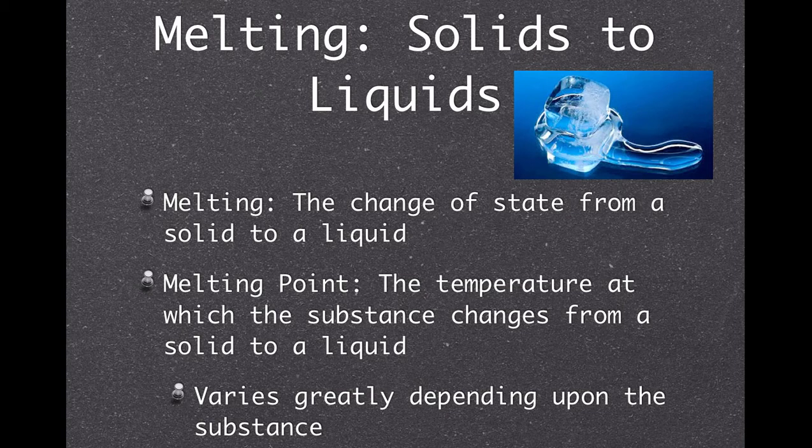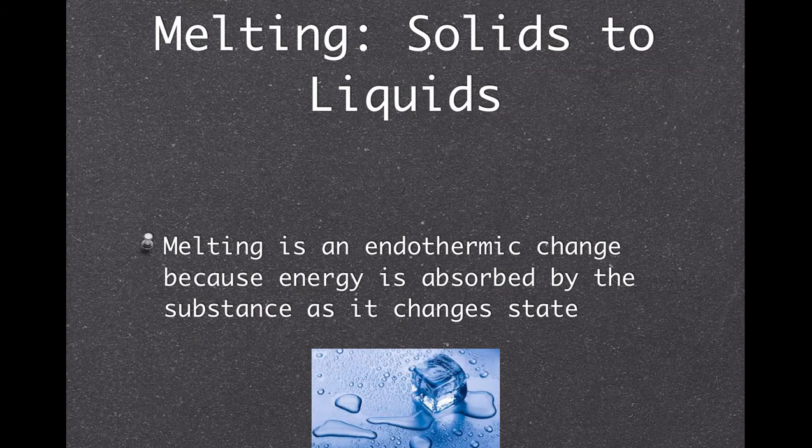This is going to vary, or it's going to depend greatly on the substance. Some substances have a really high melting point, others have a really low melting point. Every substance is slightly different, and actually, you can use a substance's melting point to help identify what it is. It's called a characteristic property. Melting is an endothermic change because we're adding energy to it. Okay, so again, endothermic is adding energy, and therefore that energy is absorbed by the substance as it is changing its state.